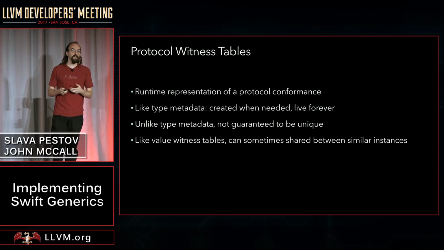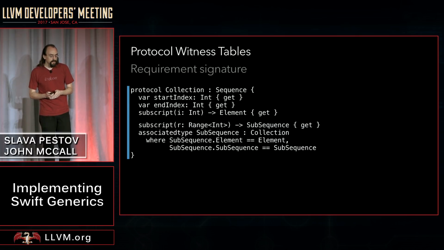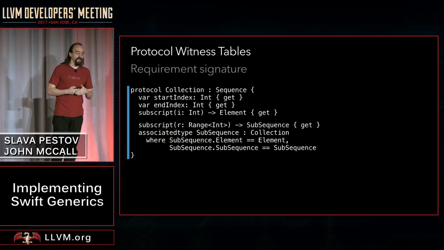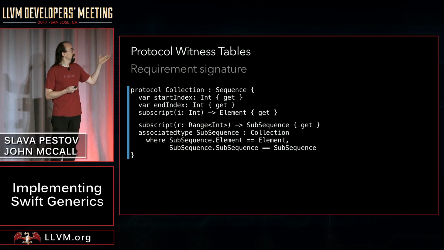And it's constructed in very much the same sorts of ways as type metadata. It's generated when you compile the protocol conformance and possibly needs some sort of access function if it's a generic conformance itself. What does a protocol witness table look like? Well, it's going to be based on the structure of the protocol.